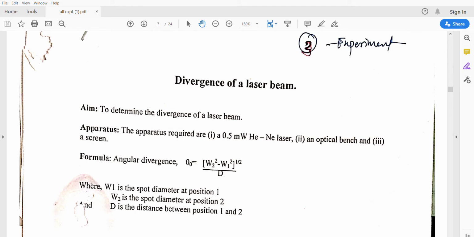Good morning, students. In this video, I am going to explain the third experiment, that is divergence of a laser beam. Before that, we need to understand some points about laser and working of laser, and also about the formula which is used in this experiment.